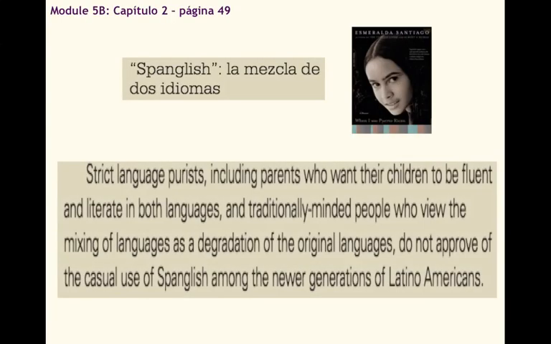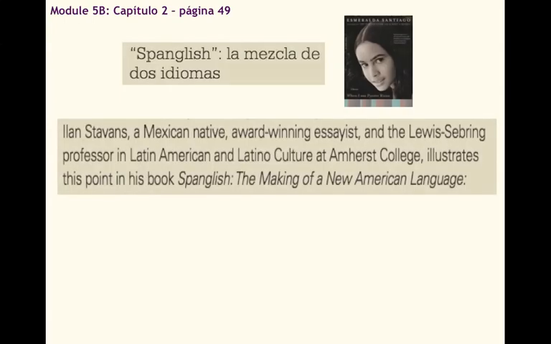Strict language purists, including parents who want their children to be fluent and literate in both languages, and traditionally minded people who view the mixing of languages as a degradation of the original languages, do not approve of the casual use of Spanglish among the newer generations of Latino Americans. Jan Stavans, a Mexican native, award-winning essayist and the Lewis Sebring Professor in Latin American and Latino Culture at Amherst College, illustrates this point in his book Spanglish, The Making of a New American Language.